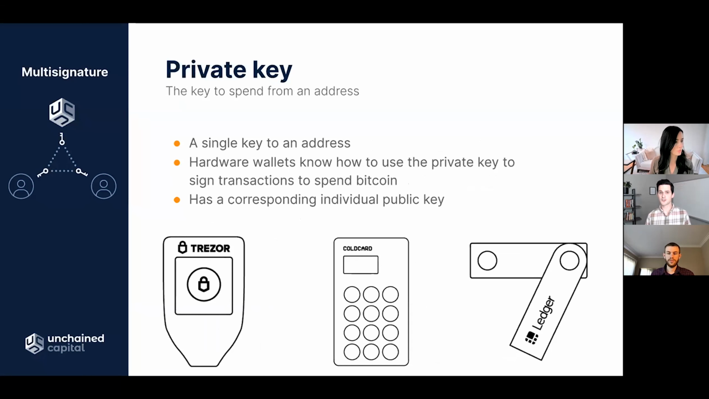A single key to an address, hardware wallets know how to use the private key to sign transactions to spend Bitcoin. And each private key has a corresponding individual public key. So private key is the key, public key is the lock.